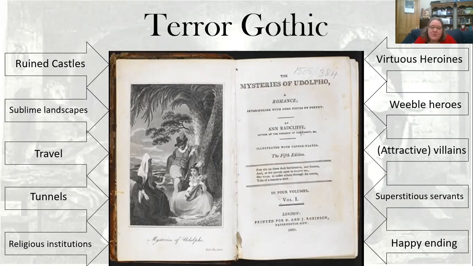Religious institutions form a key part, sometimes corrupt and threatening, sometimes places of sanctuary or comfort. We also see in the Terror Gothic increasingly attractive villains.